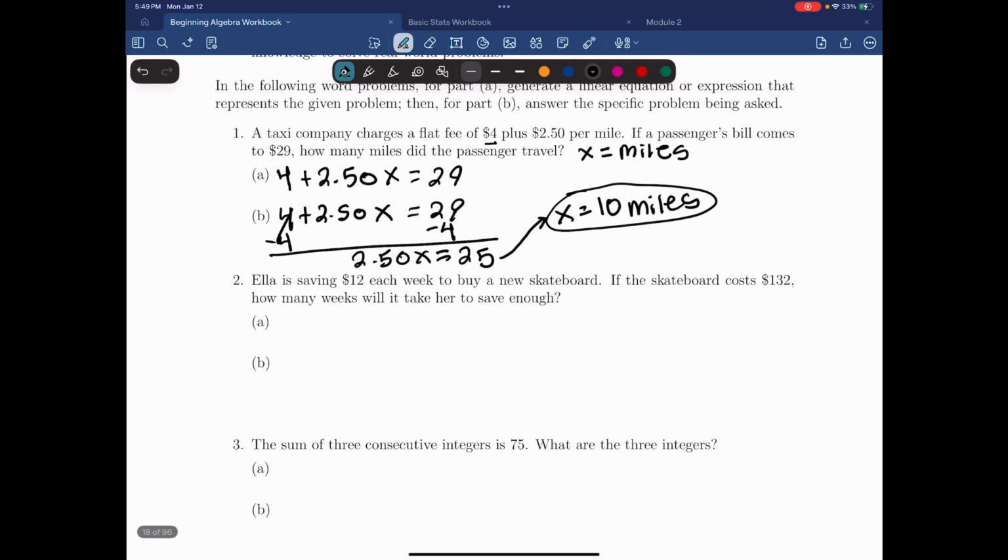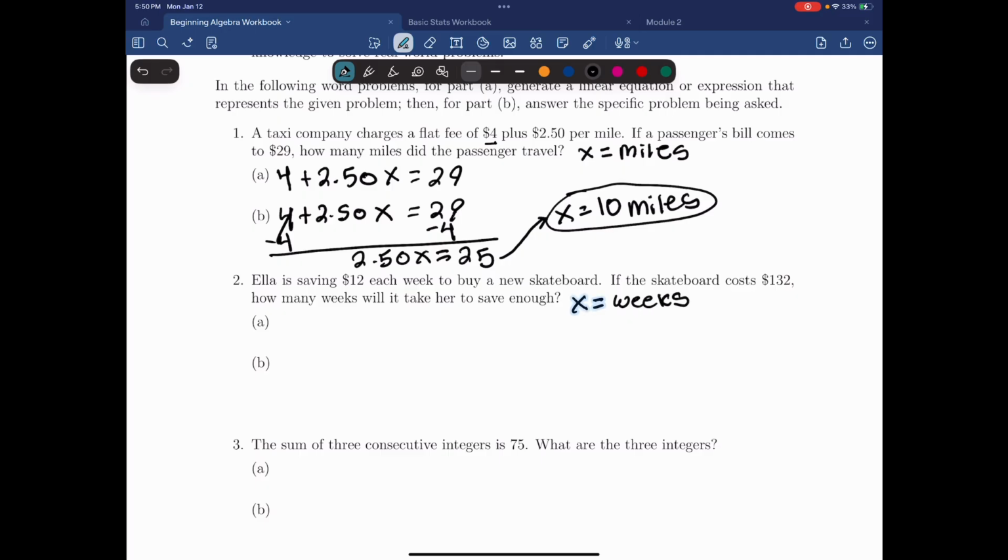All right. Example number 2, I encourage you to pause the video and try this problem on your own, both parts A and B. And assuming you have given it a go, let's work through it. So we have: Ella is saving $12 each week to buy a new skateboard. If the skateboard costs $132, how many weeks will it take for her to save enough? Well, let's say x represents the amount of weeks. So x represents weeks.